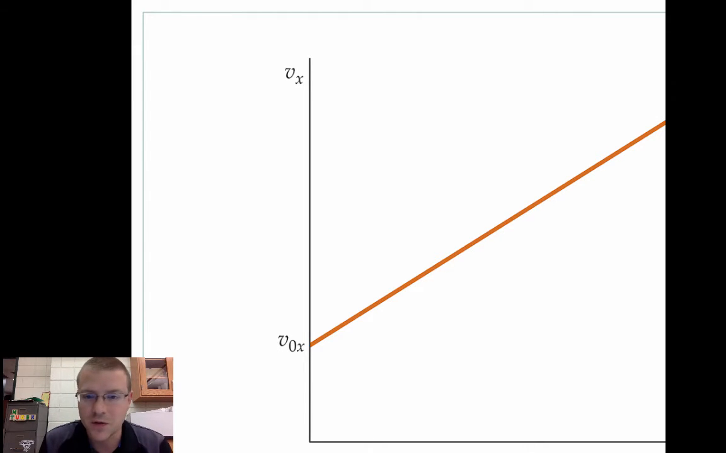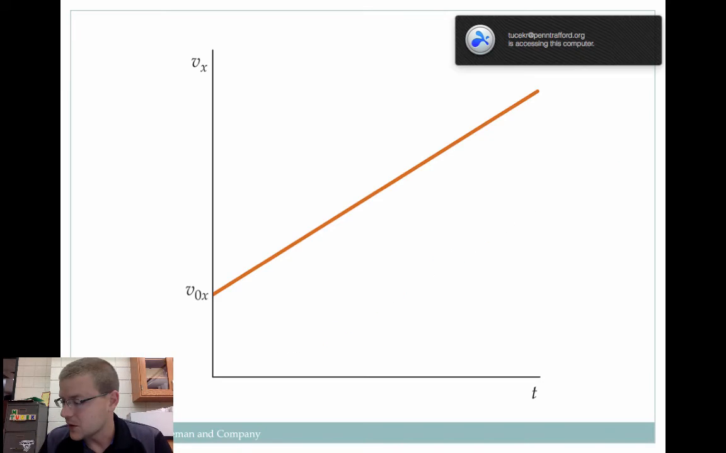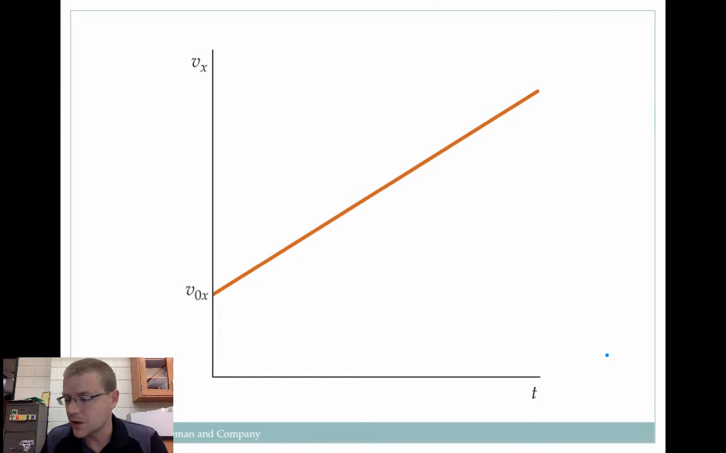If this line here was flat, I would know instantly that that's constant velocity. My position graph should be increasing steadily, and I should have no acceleration. For this graph, I see a positive slope, meaning that I am positively accelerating throughout the entire trip. So if I wanted to write some equations for this line, we could look at the slope first.